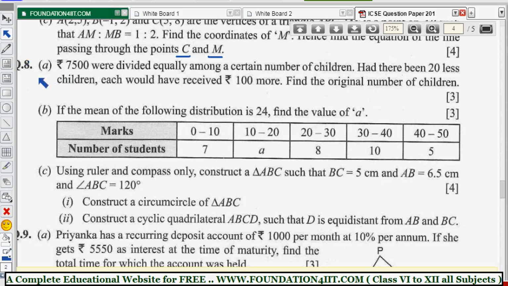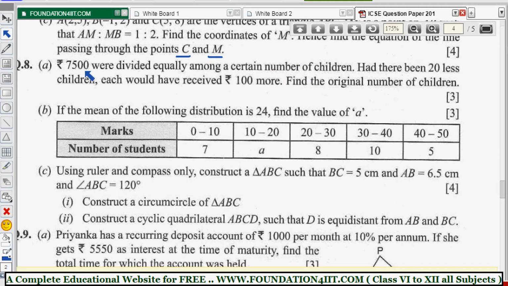Now we will see question number 8. The first one is 7,500. So rupees 7,500 were divided equally among a certain number of children. Had there been 20 less children, each would have received 100 rupees more. Okay, a certain number of children, we don't know.